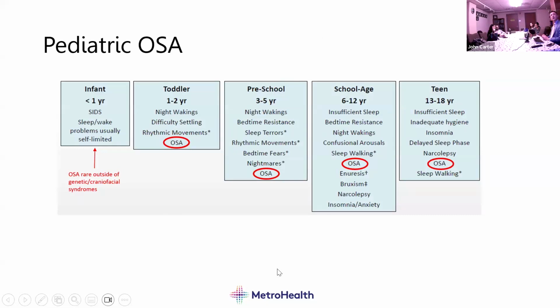Okay. OSA can affect kids across the developmental spectrum. Obstructive apnea is rare in infants. I mean, it can happen: kids with congenital craniofacial differences, neuromuscular disorders leading to poor tone, et cetera. But it's most common beginning around 2 years. It peaks in the preschool years, and then in non-obese kids falls off through late school age into the teen years. But it can be present at any point in the developmental spectrum.